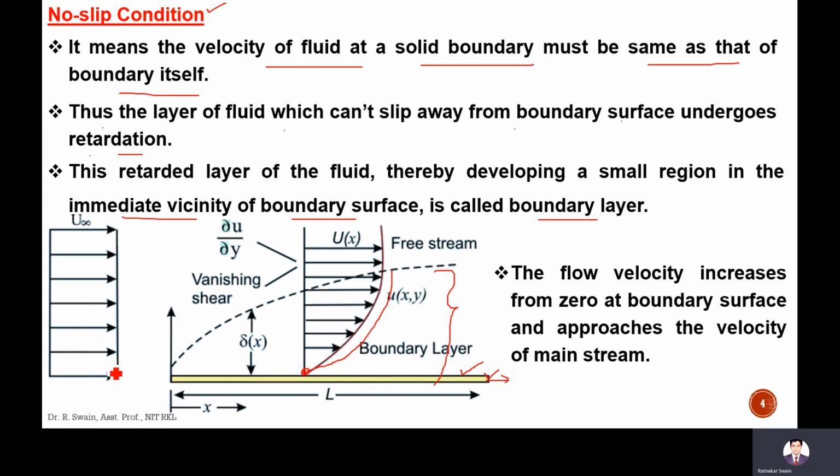The flow velocity increases from 0 at the boundary surface and approaches the velocity of the mainstream. Just beyond this boundary layer, the velocity approaches its mainstream velocity, that is the free stream velocity u, which is the velocity before meeting this boundary. Okay, from 0 to u.